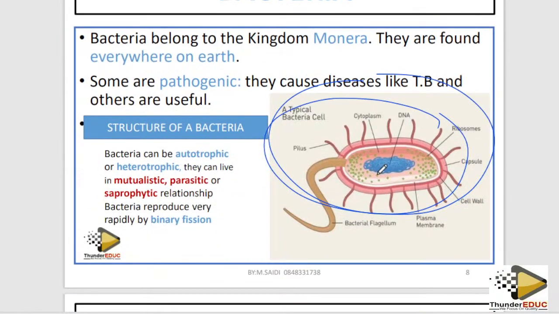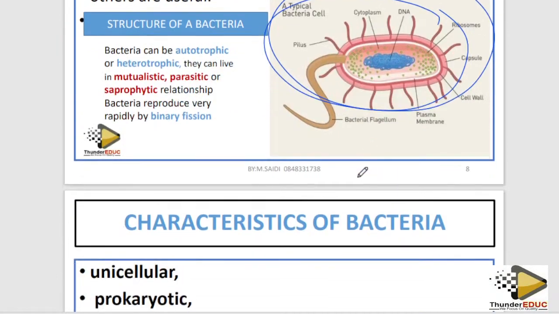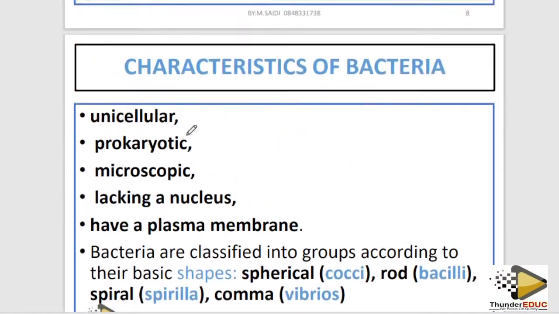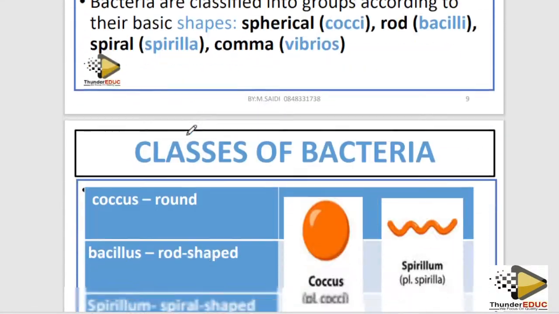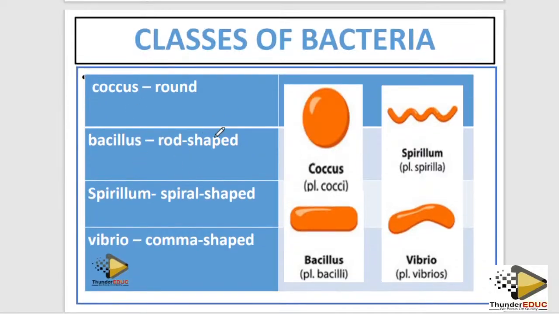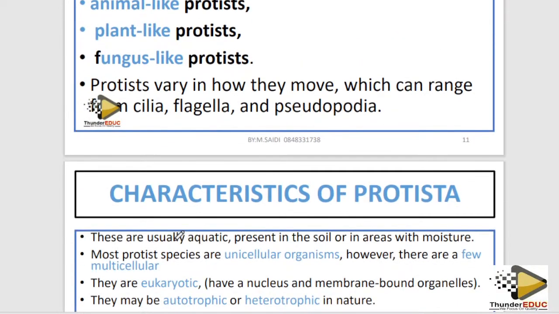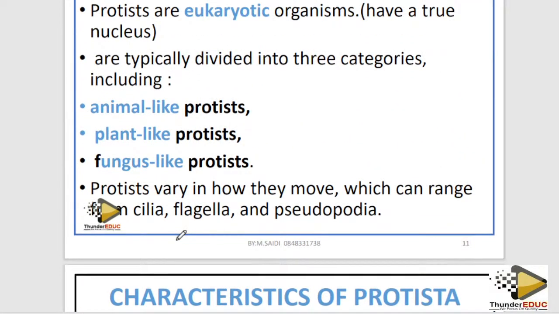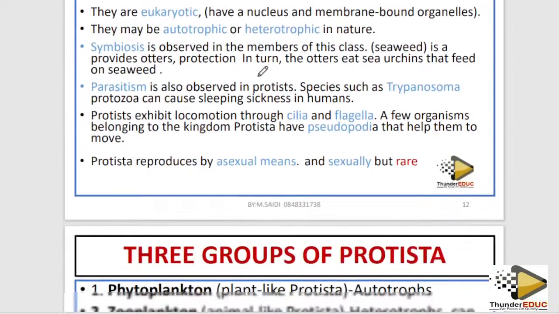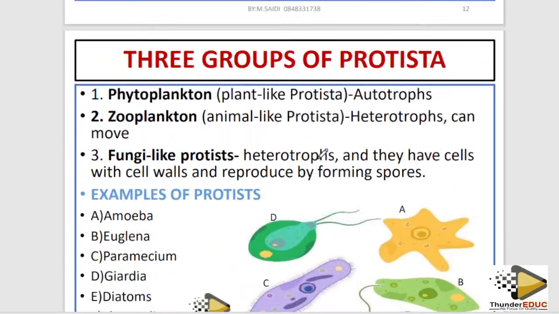Then bacteria, structure of a bacteria. This can be brought where the different types of bacteria, shapes. These ones, we can bring them in the terminologies. Protista. Yes. Protista. Eukaryotic. We can bring eukaryotic. Eu means true. True nucleus. They have a true nucleus. Yes. And then this one is protista.